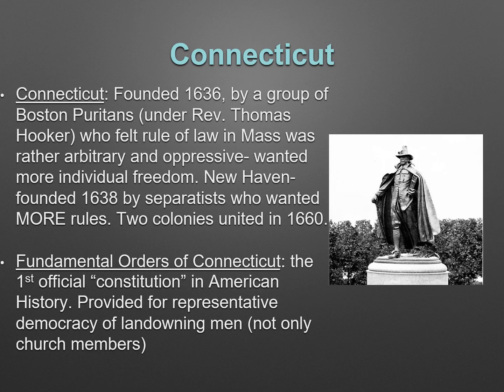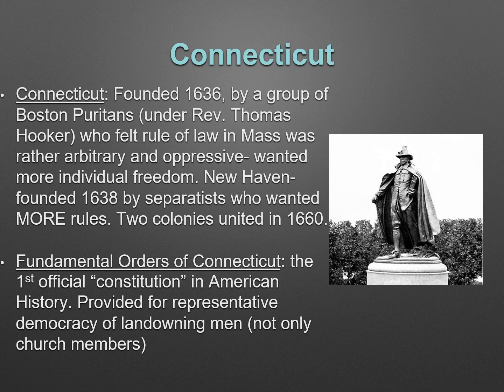In that same year, as Rhode Island is established, we see that Connecticut is also established, this one by some Boston Puritans under Thomas Hooker. And they do this, they establish Connecticut because they felt that Massachusetts was just too arbitrary, it was too oppressive. You were not allowed to do your own will. You were not allowed to stand out for yourself. You had to fit into this specific mold.